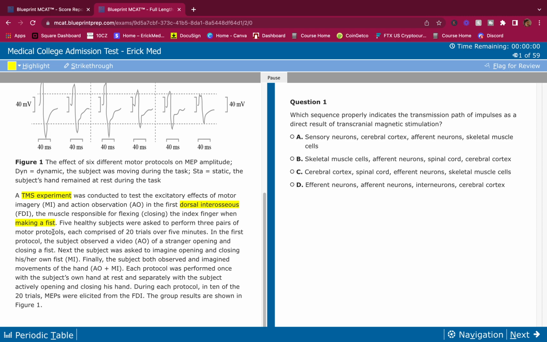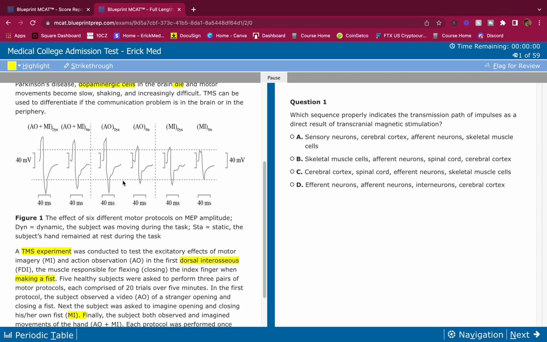What happens? Five healthy subjects were asked to perform three pairs of motor protocols, each comprised of 20 trials over 5 minutes. In the first protocol, the subject observed a video, AO, of a stranger opening and closing a fist. Next, the subject was asked to imagine opening and closing his or her own fist, MI. So MI is the imagining and AO is watching the action. Finally, the subject both observed and imagined movements of the hand, AO plus MI. Each protocol is performed once with the subject's own hand at rest and separately with the subject actively opening and closing his hand. During each protocol, in 10 of the 20 trials, MEPs were elicited from the FDI. So in 10 out of 20, they got their MEPs. The results: the group results are shown in figure 1.